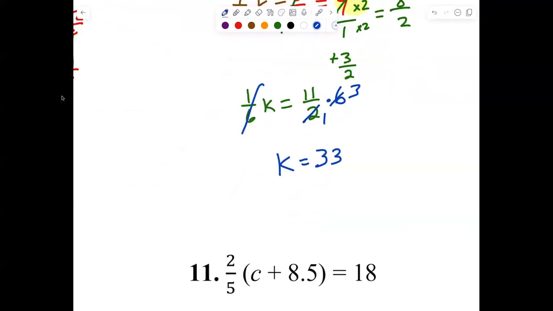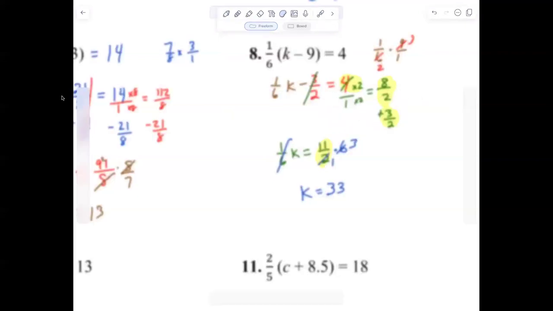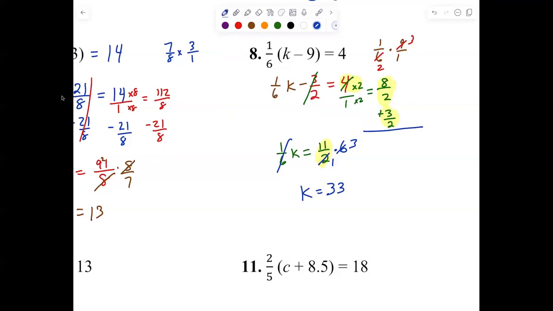What do you mean, how did I get 11? 8 plus 3? 8 over 2 plus 3 over 2 is 11 over 2. Right? I'm adding 8 over 2 plus 3 over 2. That's how I got the 11 over 2. Okay? Okay, Luca?